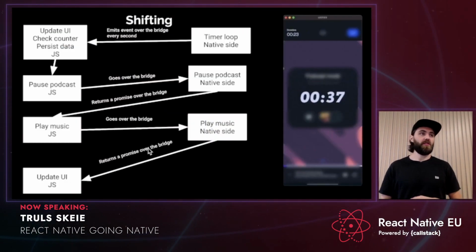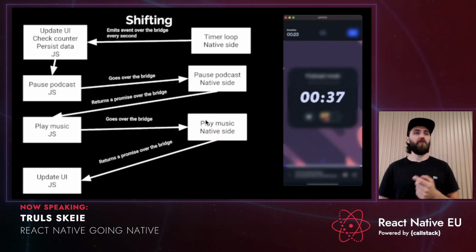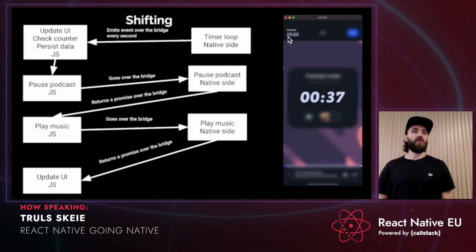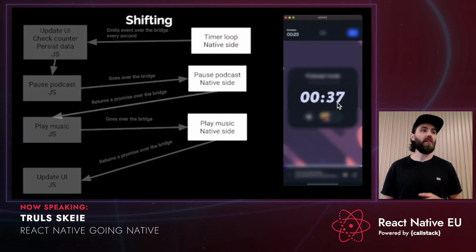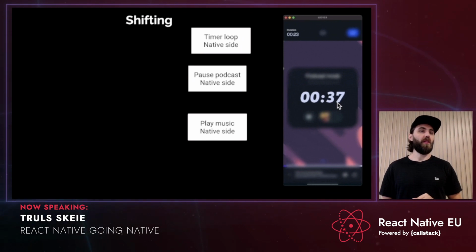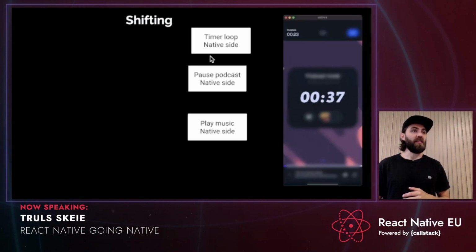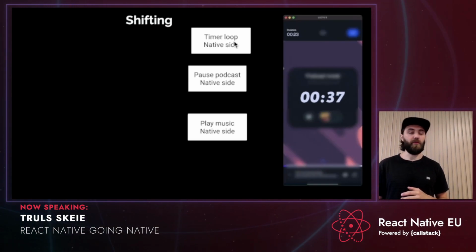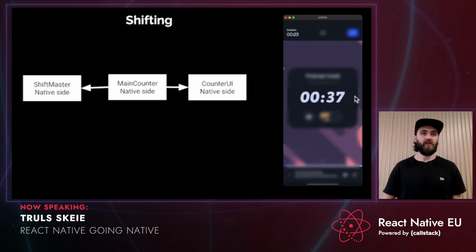So as you remember, this was where we were. We were emitting an event every second over a bridge, and maybe based on that, we would go even more over the bridge. So what we did is that we took the duration and the countdown timer and we moved those to the native side. And then we can get rid of all the calls going over the bridge. So essentially what it looks like now is that we have a main counter, which is basically the same as the time loop from before. And then that emits an event to a counter UI, which is responsible for just displaying this.